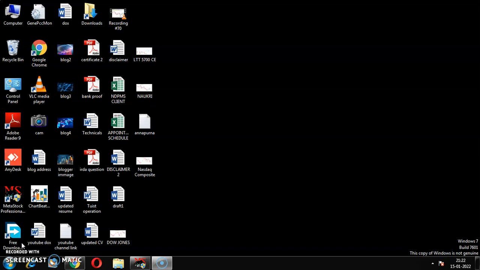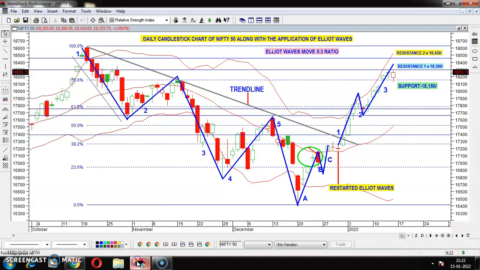On behalf of my channel, the technical analysis of financial product, today I have decided to illustrate the market condition, and what would be the resistance level of Nifty and what would be the support level of Nifty for Monday. So to illustrate it, let me straight away go to the daily candlestick chart of Nifty 50. Okay, this is a daily candlestick chart of Nifty 50.